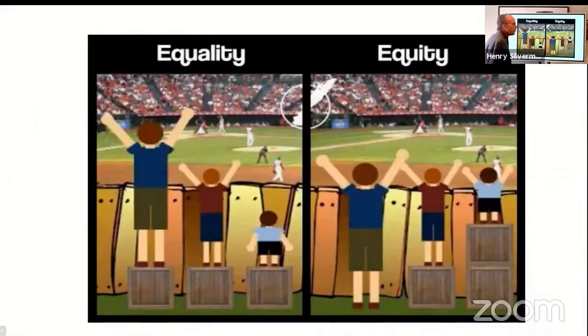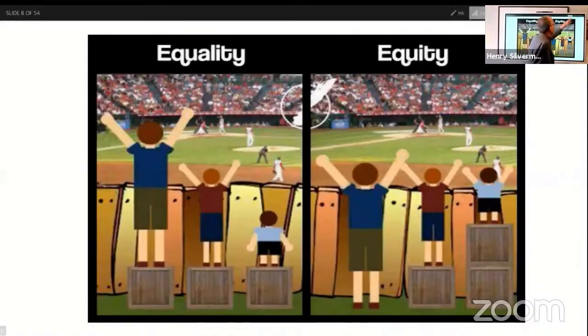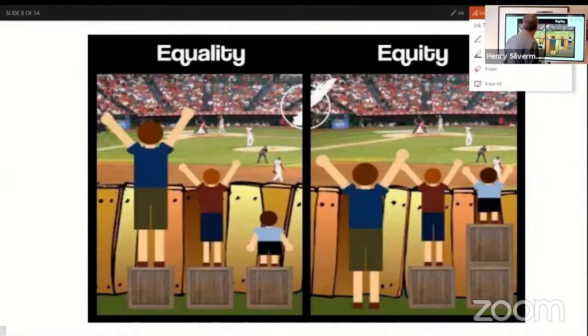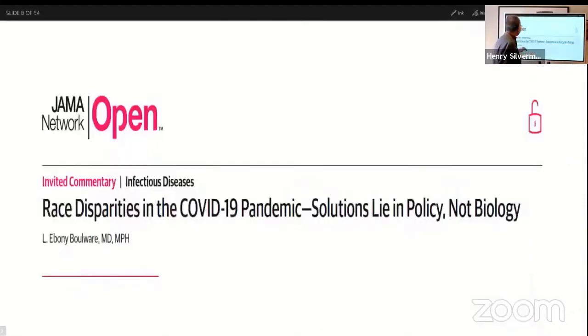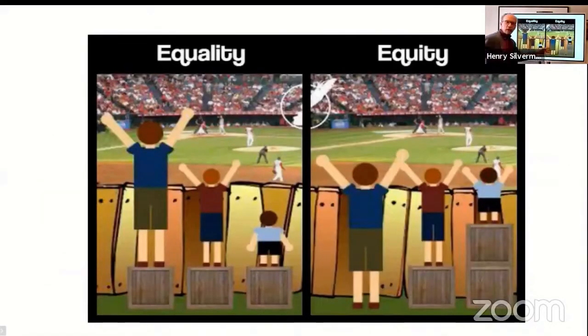So for those people who like pictures, this slide shows the difference between equality and equity. What we have here are people with equal resources, the same boxes, in order to see this baseball game. However, not everybody has the same circumstances, and we see there's a difference in height. So in order to enhance equity, we give more resources to people who have different circumstances. And so now there are equal outcomes.